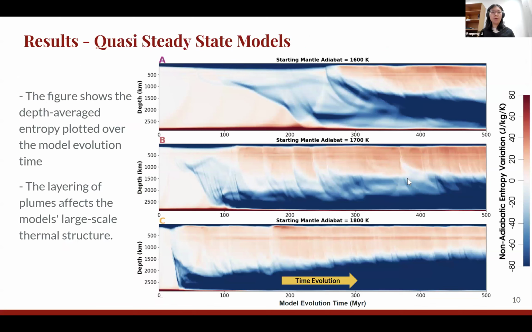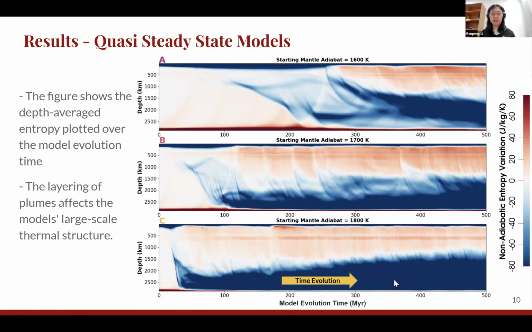So the layering of the plume we just saw in those snapshots can also affect Earth's long-term and large-scale thermal structure, which can be seen in this plot. So we are looking at how the averaged entropy at each depth changed with the model evolution time. So the y-axis is the depth and the x-axis is the model evolution time, which means that each column of these plots represents the whole model at a certain point of time.